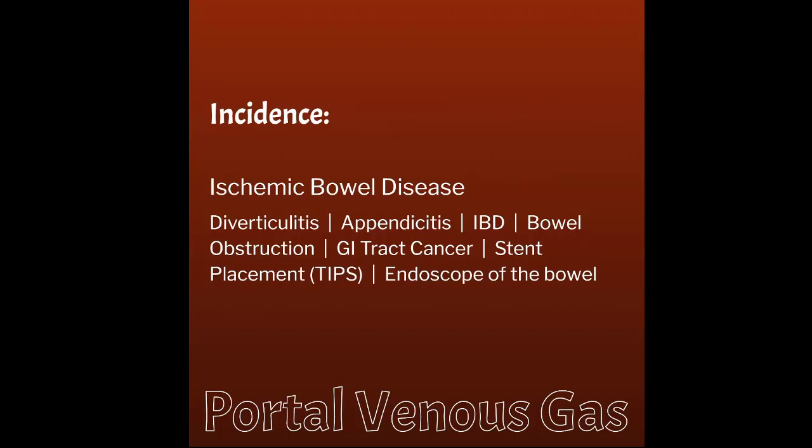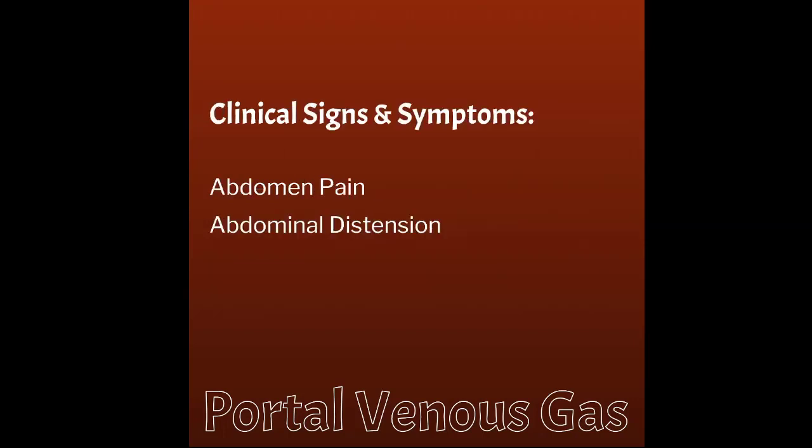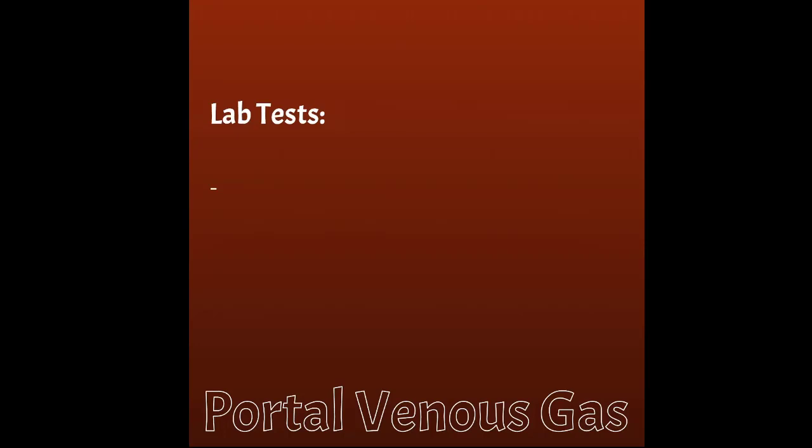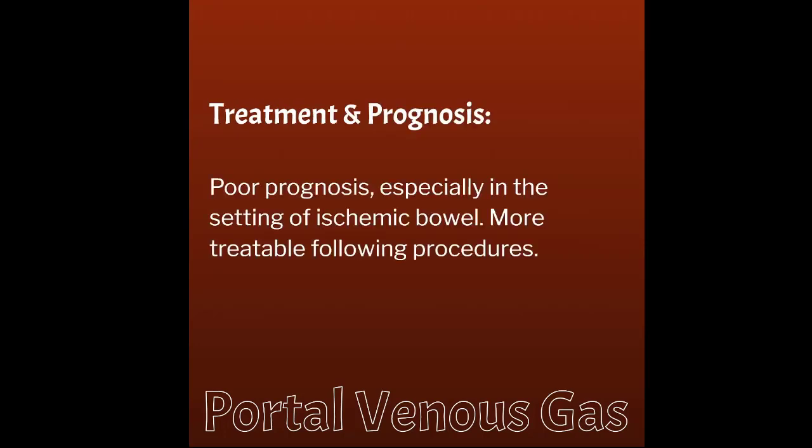And then some surgical reasons that gas can get in would be the placement of a TIPS or an endoscope of the bowel. That can just cause air to get into the system, and then we can see it in the portal veins again. So clinically, these patients are going to have abdomen pain and possibly some abdominal distension. They're most likely, again, going to have a history of IBD or IBS, diverticulitis, appendicitis, something like that. There aren't any lab tests that go along with this.